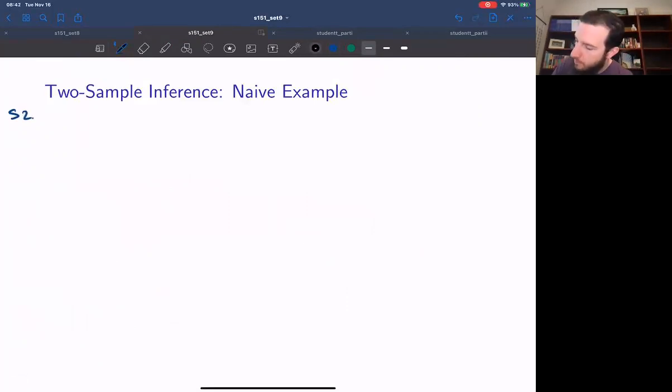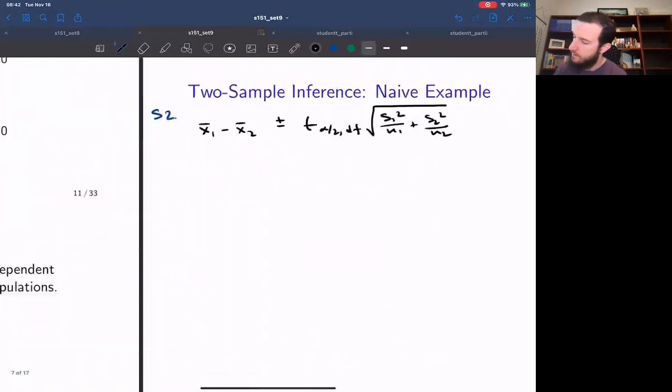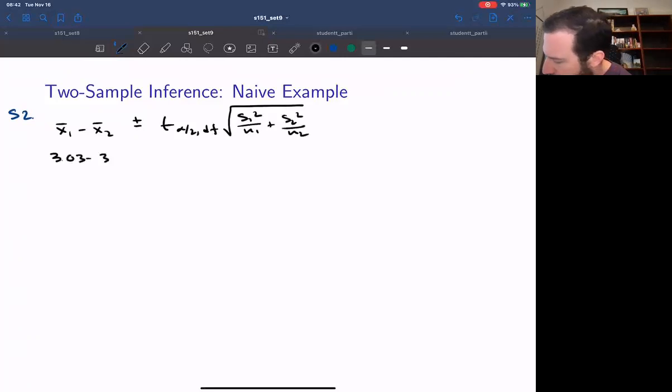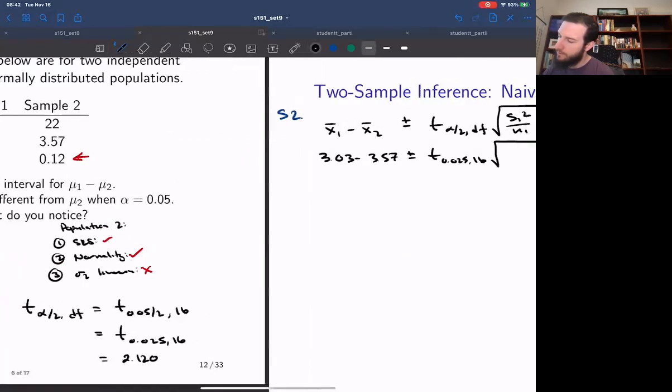Okay. So now on step two, we're going to build our confidence interval. So we have x bar one minus x bar two plus or minus t alpha over two, df, multiplied by the square root of s1 squared over n1 plus s2 squared over n2. Okay, so this is going to give us 3.03 minus 3.57 plus or minus t 0.025, 16 multiplied by the square root of 0.084 over 17.